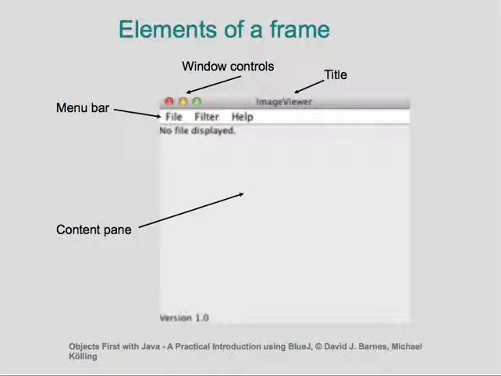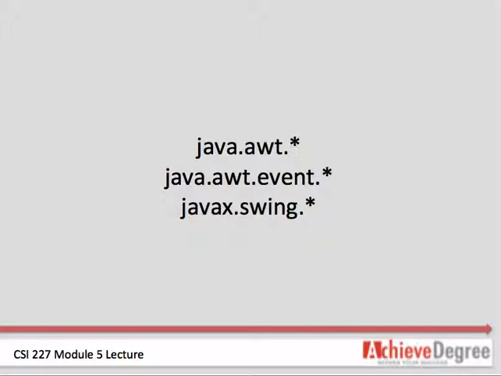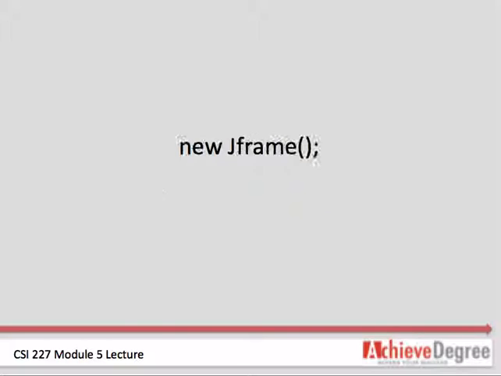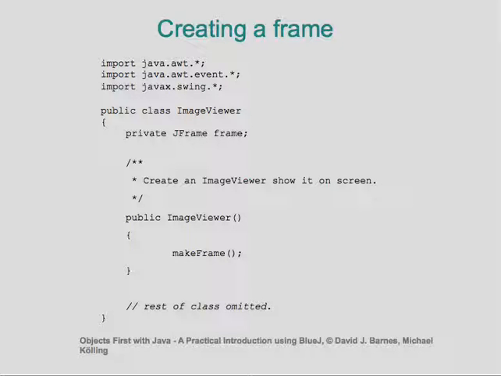There are window controls, a menu bar, the content pane, and the title, which are all created by default when you create a new frame. To create a frame, you will need to include these libraries and use this call. This example shows the code that is used to add a label to an image viewer JFrame. The frame itself is empty and doesn't hold any content.